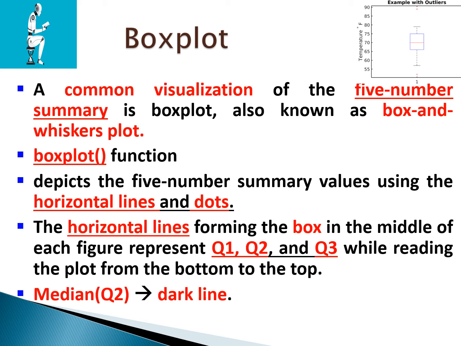The horizontal lines forming the box in the middle of each figure represent the different quartiles Q1, Q2 and Q3, while reading the plot from bottom to top. So the arrangement of data should be from bottom to top, and the median is the dark line which appears somewhere in between the rectangle. It will be a horizontal line in the box.